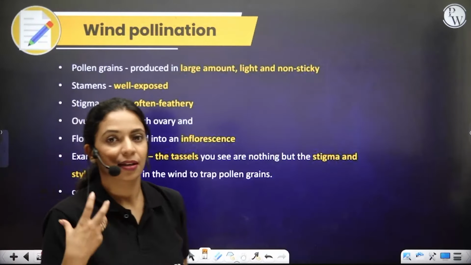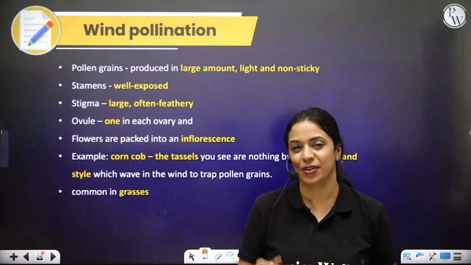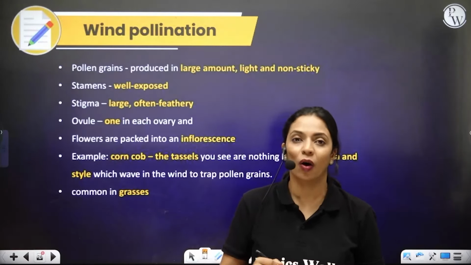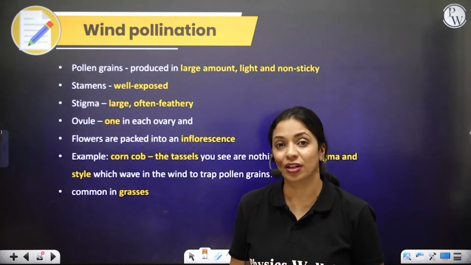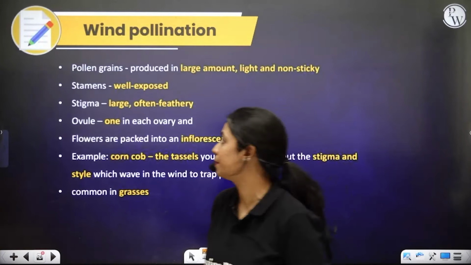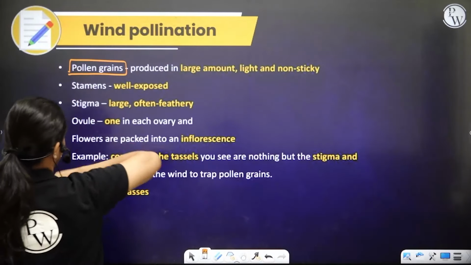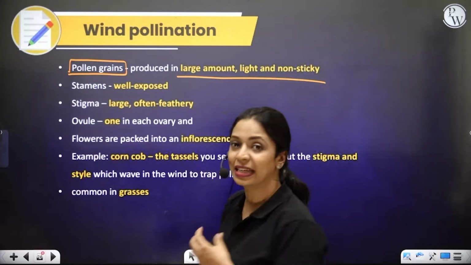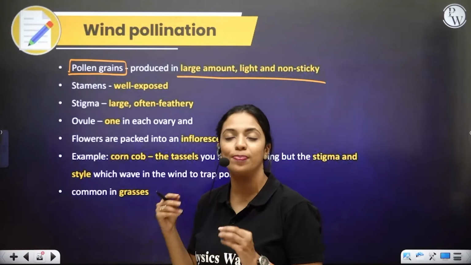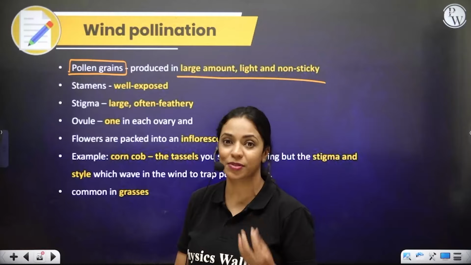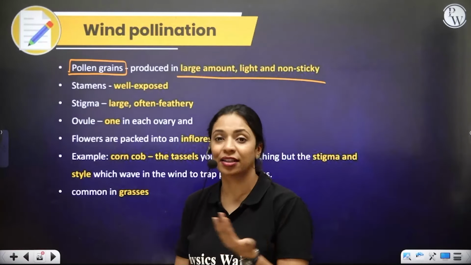The plants in which we see wind pollination, you can see that they have specific adaptive measures or specific strategies evolved in order to make sure that the pollination happens efficiently. The pollen grains in plants that are wind pollinated are produced in very large numbers. Even if the number of ovules per ovary is only 1, they will produce pollen grains in huge numbers, sometimes in thousands. And these pollen grains are very light in weight and they are not sticky.